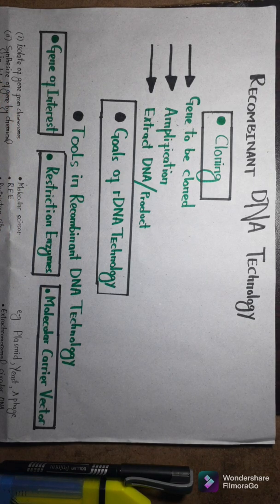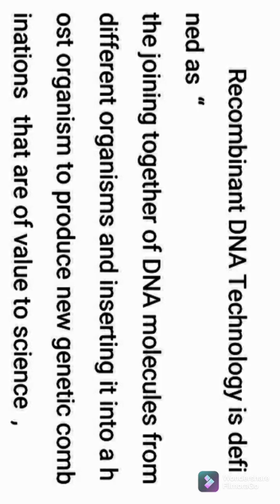Same like whenever there is an issue in our car or in our vehicle, then we go to the mechanical engineers to solve this issue. Same whenever there is a problem in the human genome, we go to the genetic engineers, who solve these human genome problems through a technology which is known as recombinant DNA technology. So how will we define recombinant DNA technology? Recombinant DNA technology is defined as the joining together of DNA molecules from different organisms and inserting them into a host organism to produce new genetic combinations.